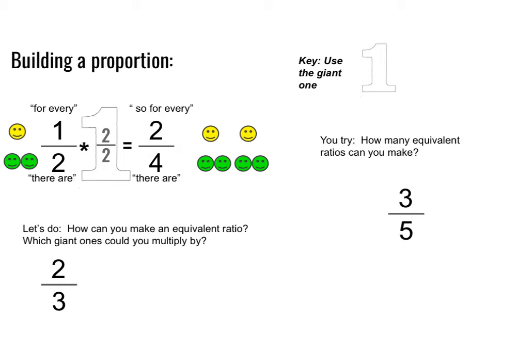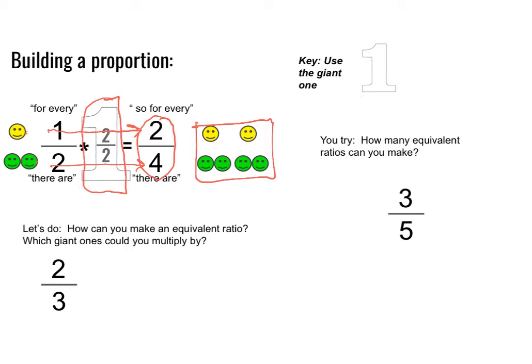So what's a proportion, and how do we build it? Well, if we look at the example, for every 1 happy face, there are 2 green happy faces. And we can rename fractions by multiplying by the giant 1. So when we multiply fractions, we multiply across numerators and then denominators. So for every 2, there are 4. This example, again, if we reversed it, would simplify to for every 1, there are 2.